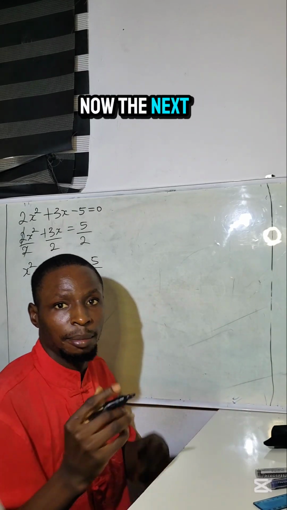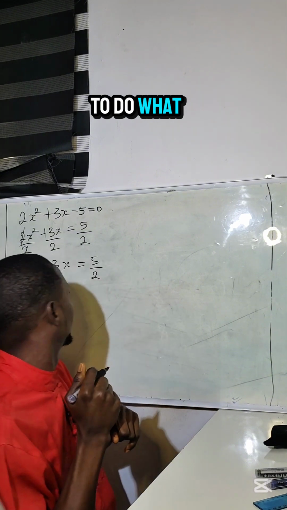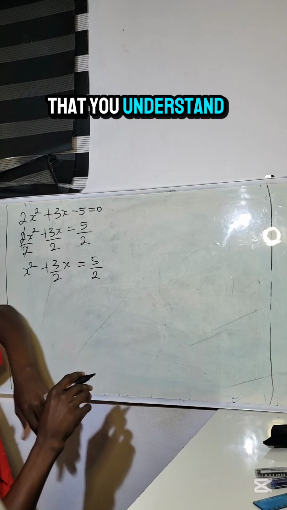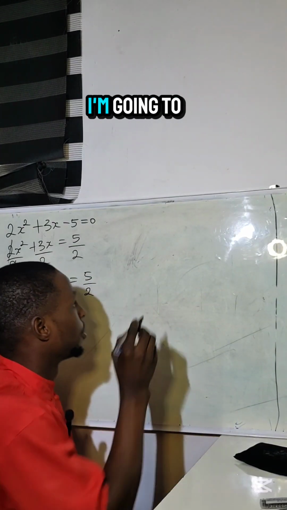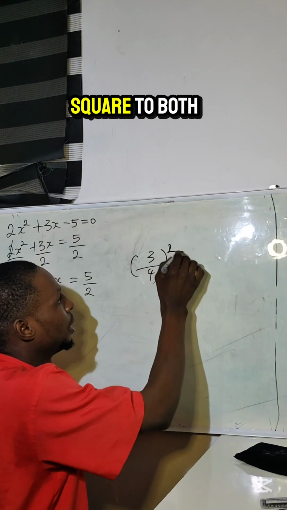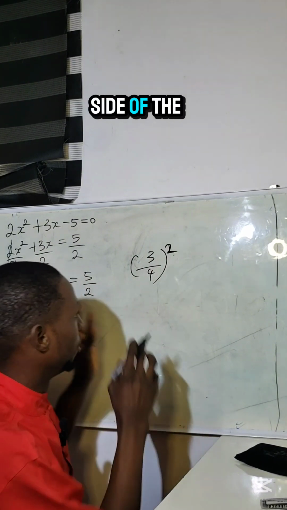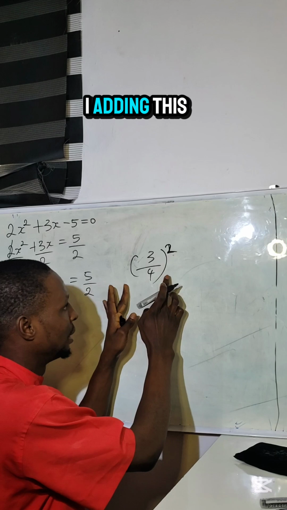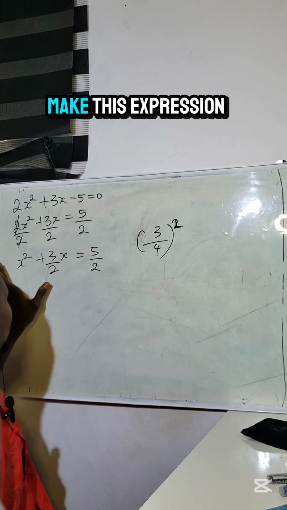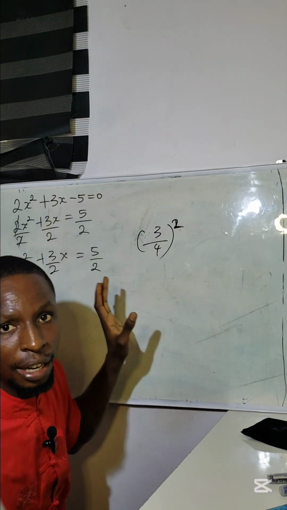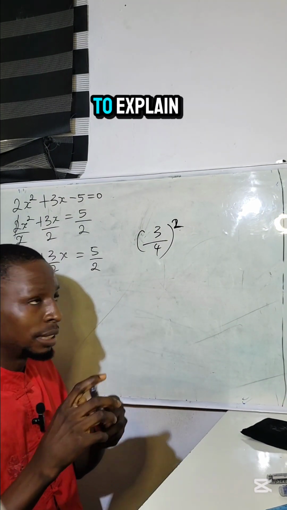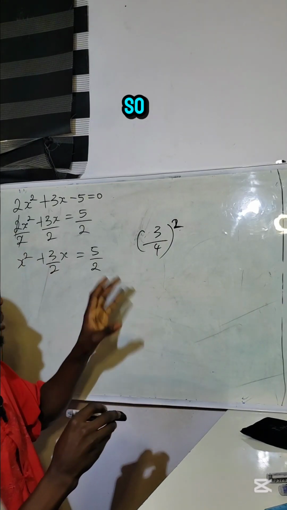Now the next step I'm going to take here is, this is where it becomes complex, but I'm going to explain so that you understand. From here, I'm going to add (3 over 4) squared to both sides of the equation. Why am I adding this to both sides? Because this is the value that is needed to make this expression a perfect square. If you don't know what a perfect square is, I'm going to make another video to explain what I mean by perfect square.